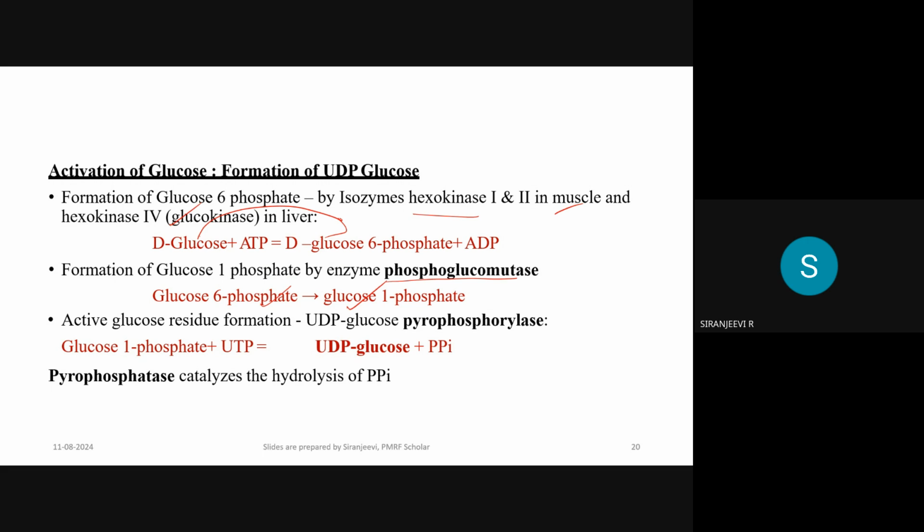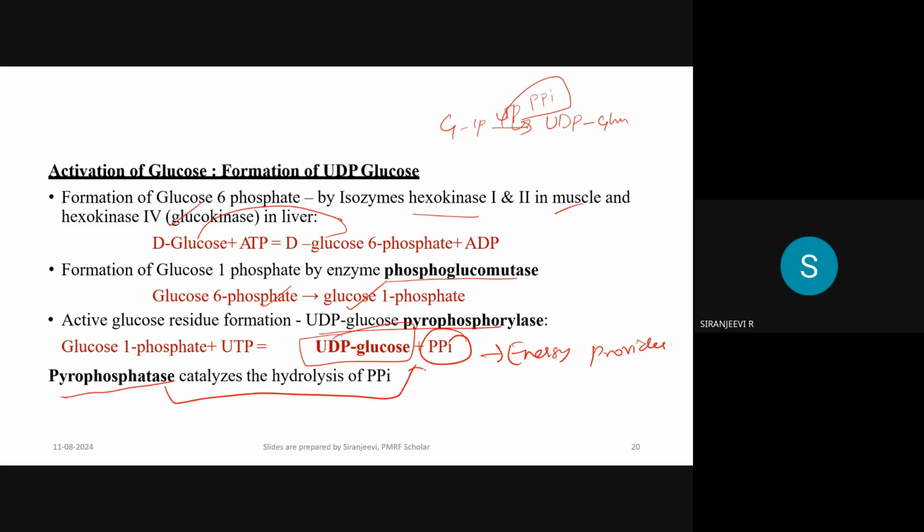Then finally, the active glucose residue forms as UDP glucose by the enzyme UDP glucose pyrophosphorylase. It takes the glucose 1-phosphate and converts it into UDP glucose. There UTP is converted into pyrophosphate. This pyrophosphate is the energy provider in the whole system. How will it provide the energy? The enzyme pyrophosphatase hydrolyzes it, and then it gives the energy in the whole system.